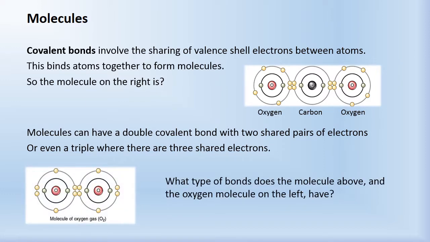Have a look at the carbon dioxide above and also the oxygen molecule on the left. What type of bonds do they have? Yes, they're both double covalent bonds. Note that oxygen is a molecule because it has 2 oxygen atoms bound together, hence O2.